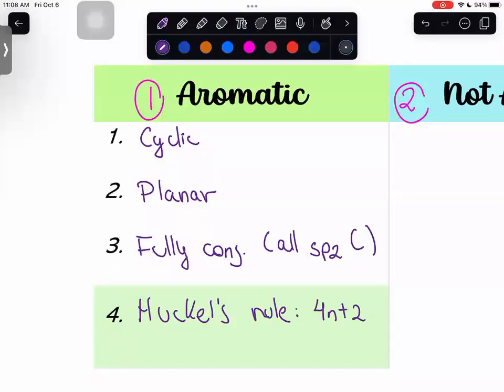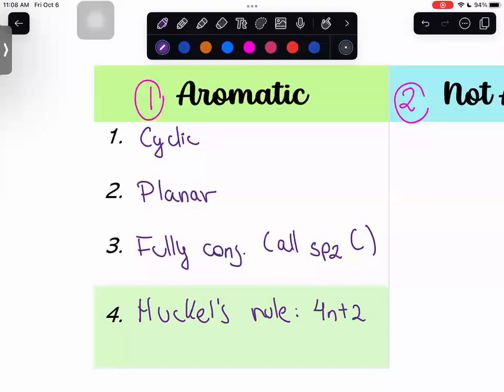So what does N predict? N itself doesn't predict anything. The formula just gives you the possible number of pi electrons that you have for an aromatic system. Again, for N, we're just plugging in any number you want. It doesn't mean anything. It can be any number.